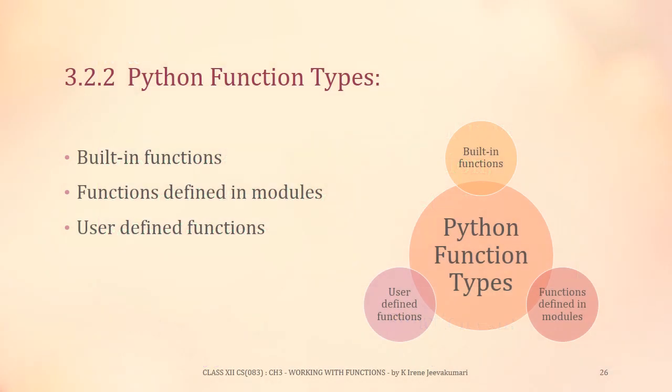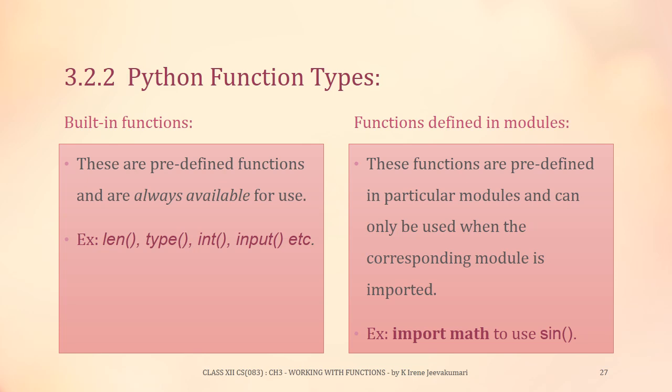Now let us see the function types of Python. Python has built-in functions, functions defined in modules, and user-defined functions. Now let us see what are built-in functions. Built-in functions are predefined functions and are always available for use. Example, len, type, int, input, etc. These functions are predefined functions and also called as built-in functions.